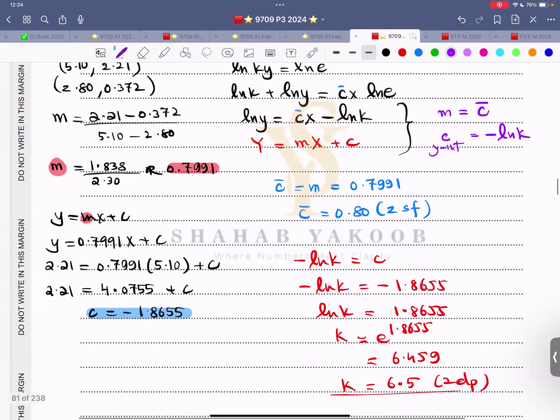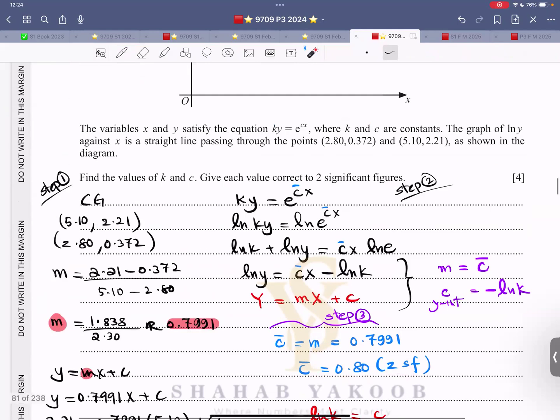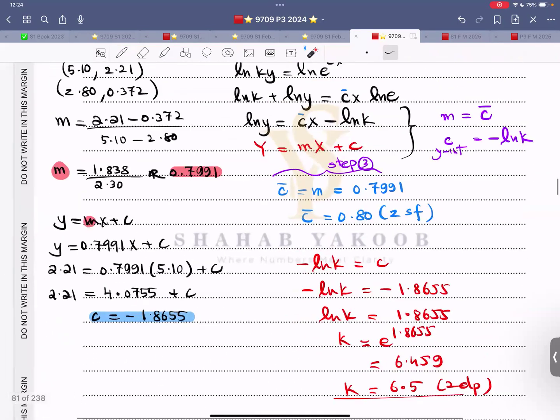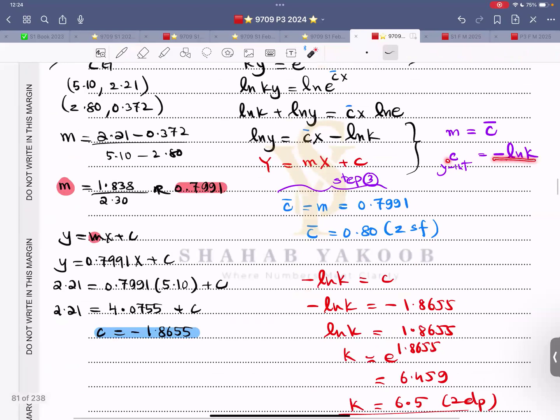Now we are working with this. And now this is like step number 3, working towards the final answer. So now this c, the constant that they have given, is equal to m. m is right over here. Therefore, c is this thing, 2 significant figures. And then negative ln k is c. This negative ln k is c. The y-intercept is over here.